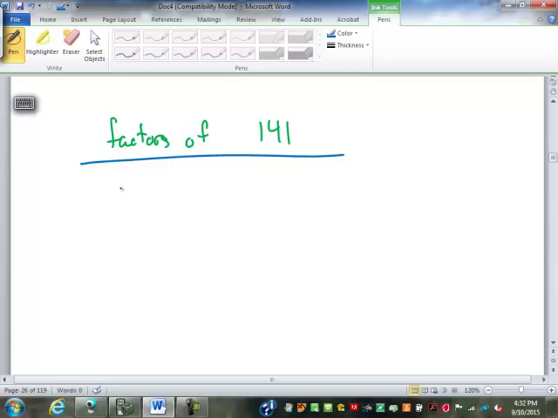Is it divisible by 2? No. 3? 1 plus 4 is 5, plus 1 is 6. It is divisible by 3. Divisible by 4? Oh, yeah, 41 is definitely not divisible by 4. 5? No. 6? No, because it's not even. 7, we'd have to check. But if you tried to divide by 7, we'd get 20.142857143 approximately. Obviously not divisible by 7. 8? Well, if it's not divisible by 2, it cannot be divisible by 8.